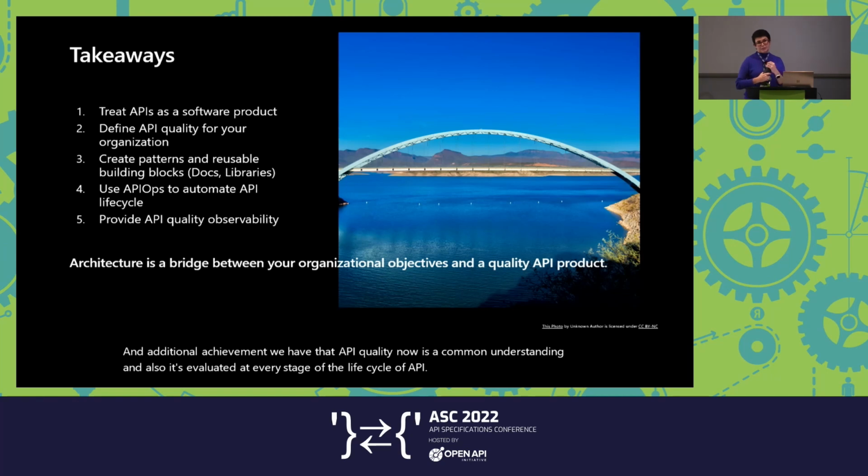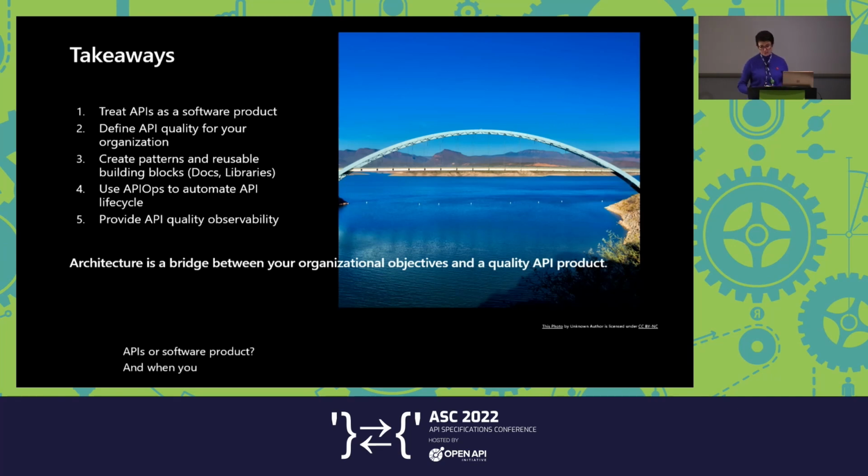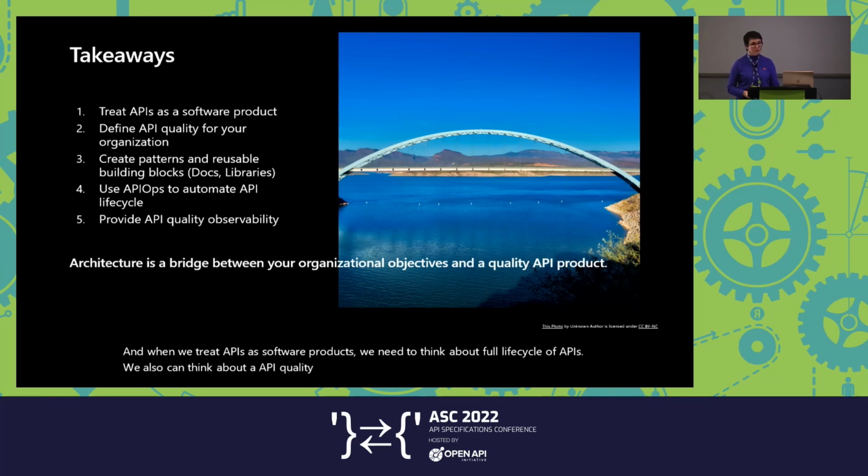So the main takeaways I hope you will get from this presentation are: first, APIs are software products. And when we treat APIs as software products, we need to think about the full life cycle of APIs. We also can think about API quality attributes, which are derived from your organizational goals to define your API software product.